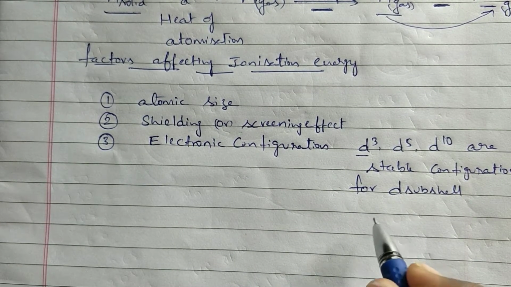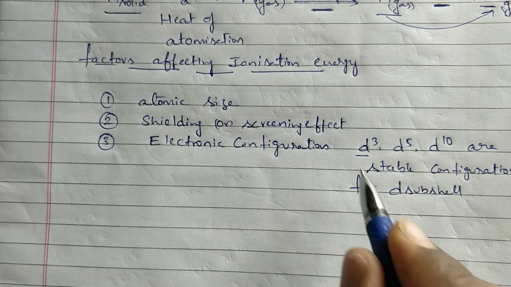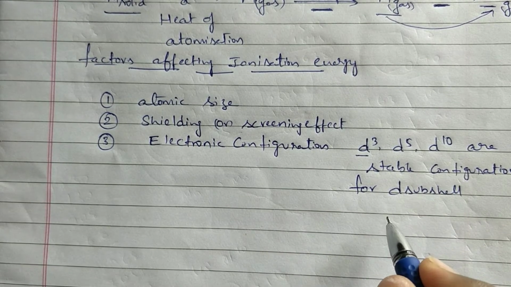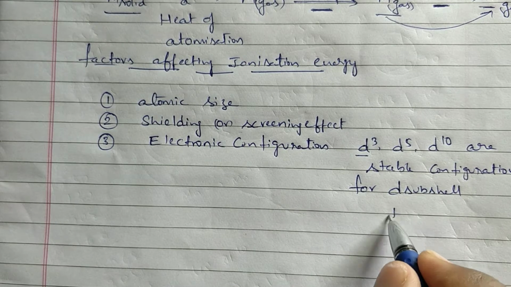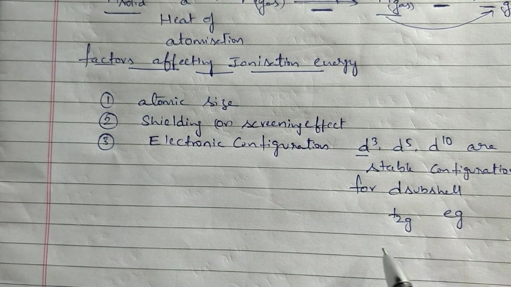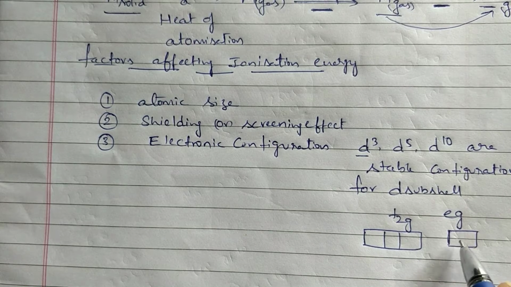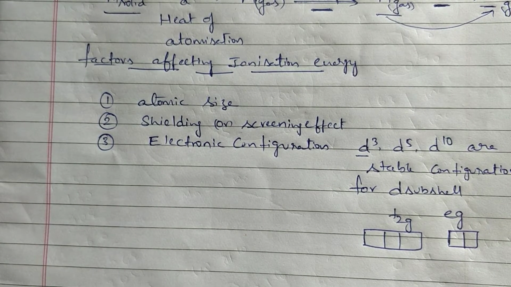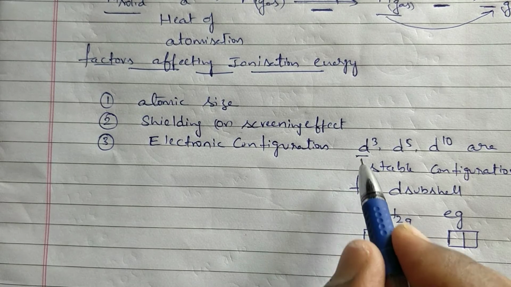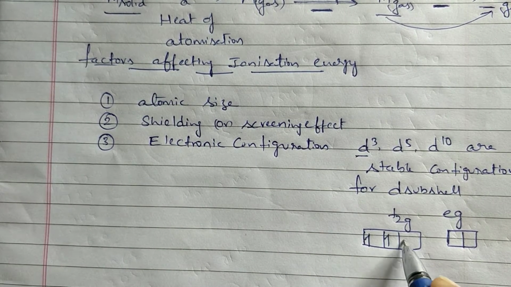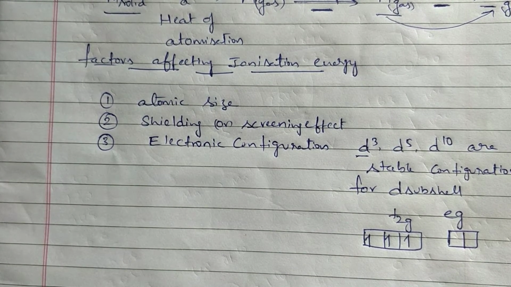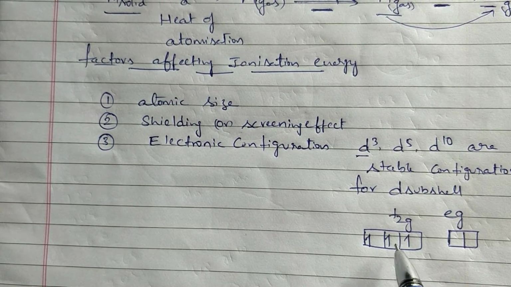Coming to coordination compounds, the d subshell, the d orbitals, are divided into two categories, t2g and eg. t2g contains 3 orbitals, eg contains 2 orbitals. Now d3 is nothing but half-filled t2g. That's why it is stable.